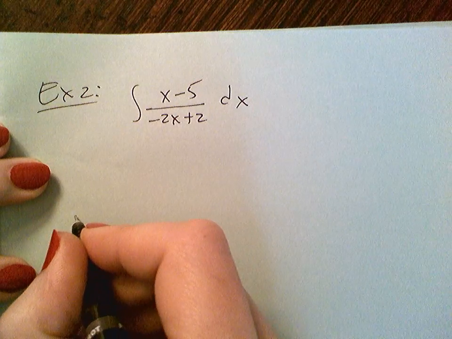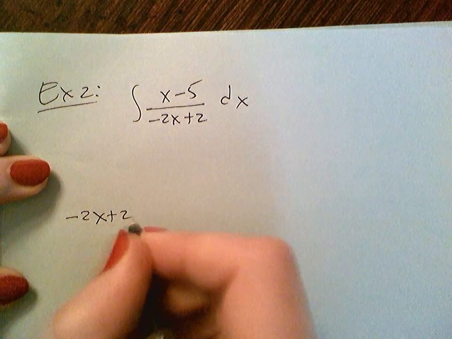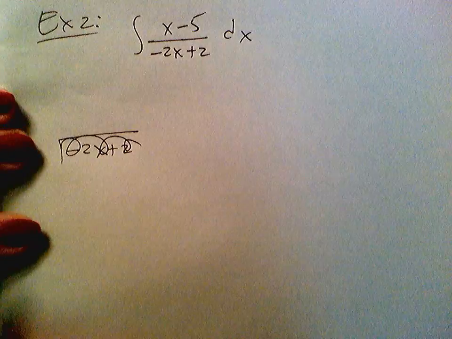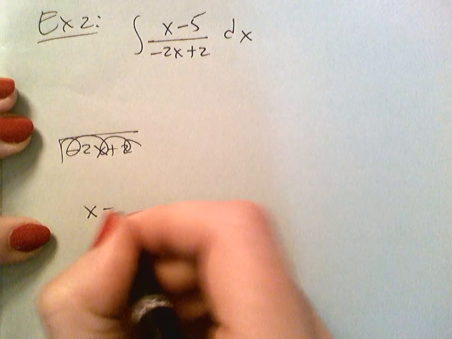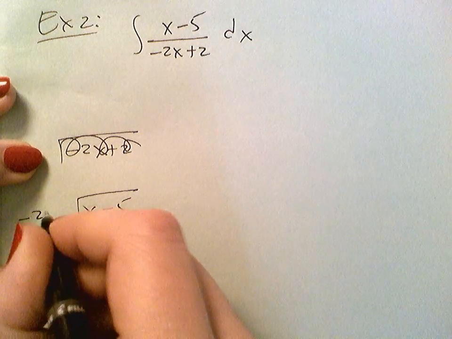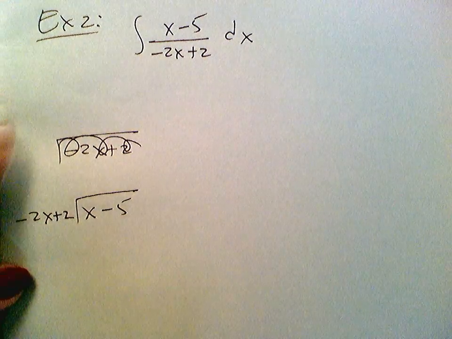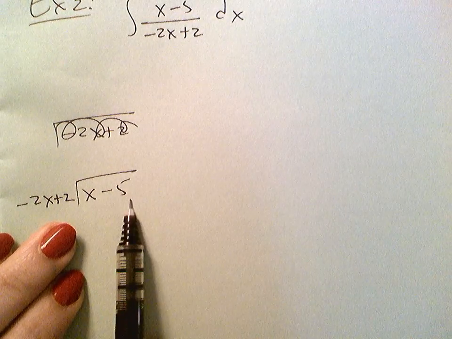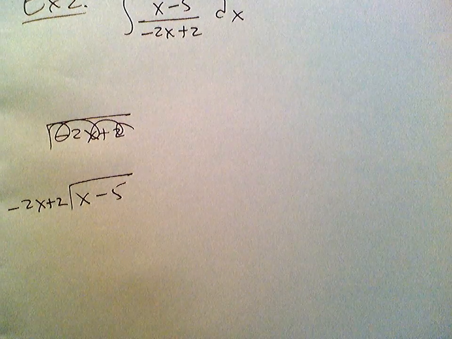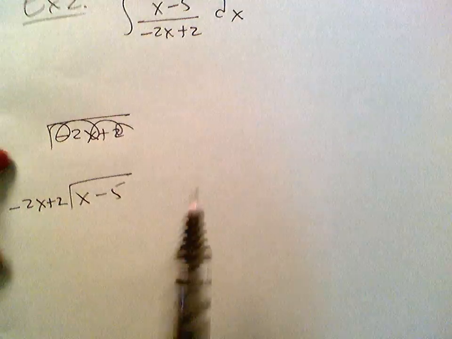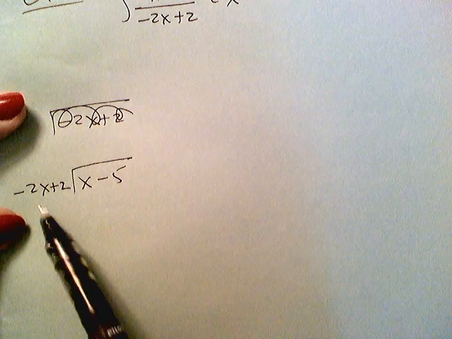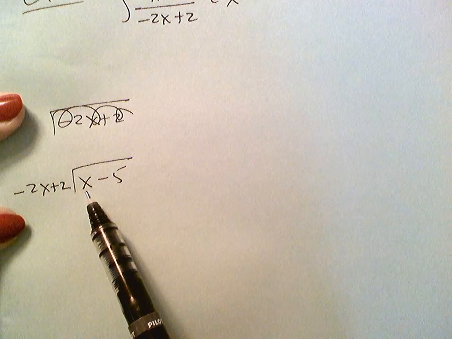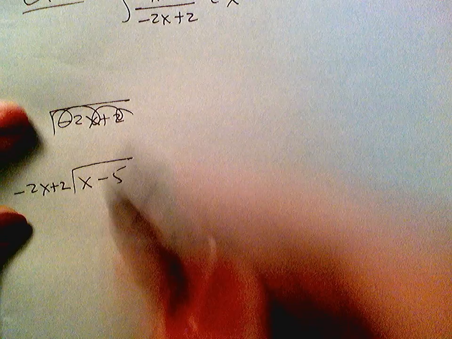I'm going to take the denominator, and no, other way around. My bad. I'm going to take the numerator and divide it by the denominator. Okay, I wasn't missing any terms here. It goes right from x to the first to x to the 0. So I didn't have to fill in any terms with the 0 coefficient. Alrighty, so I ask myself, negative 2x times what makes x? And the answer is negative 1/2.